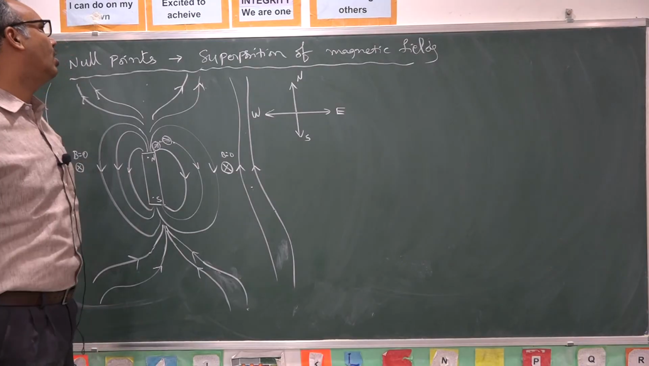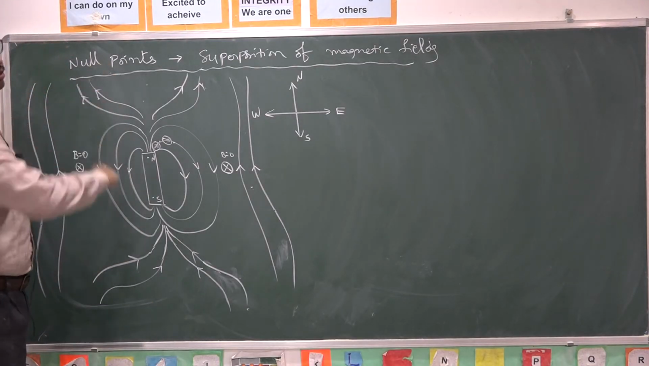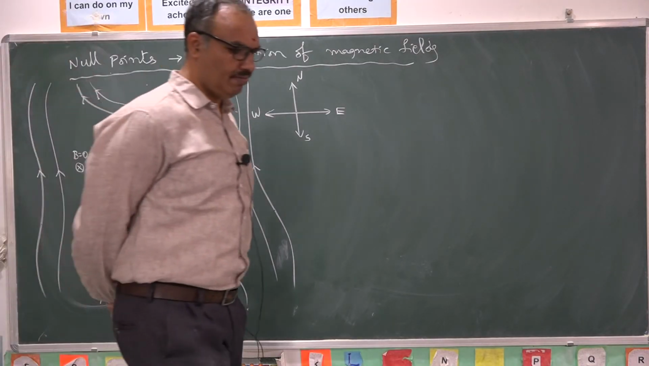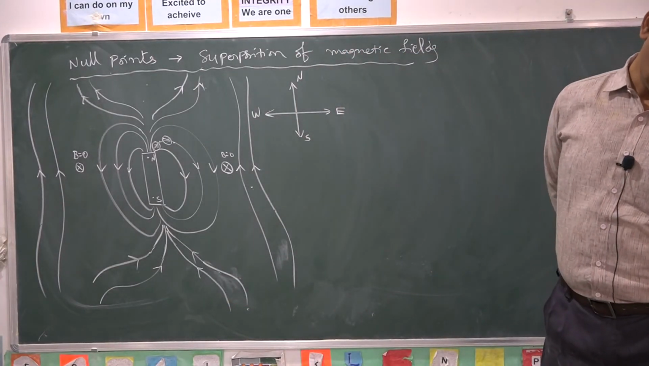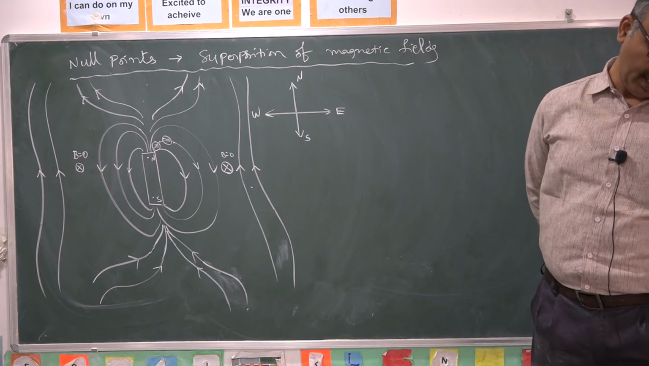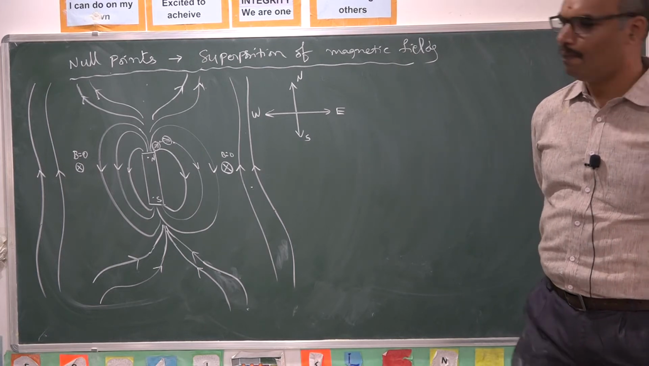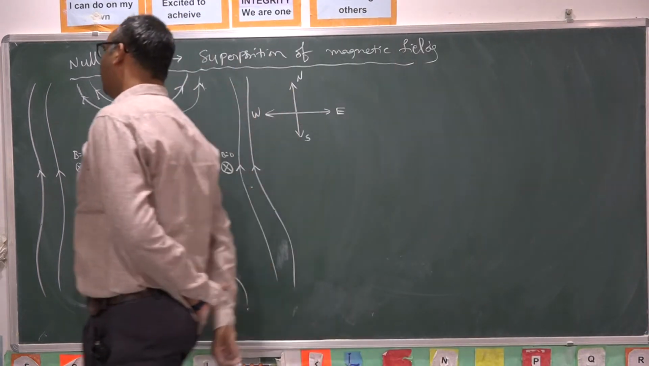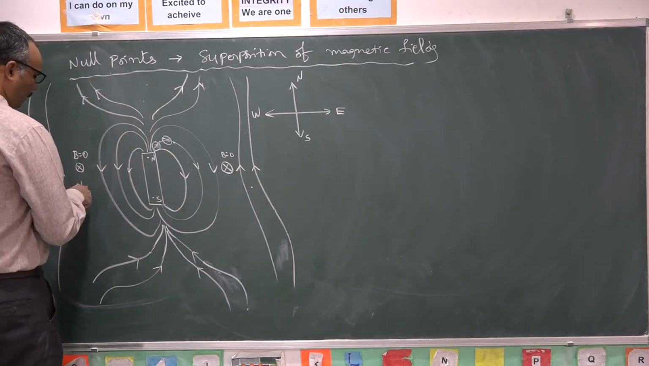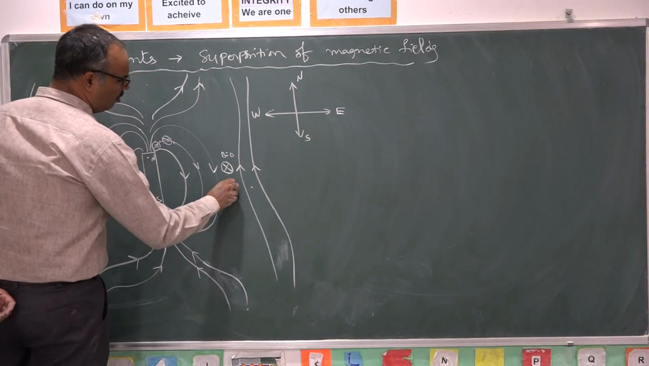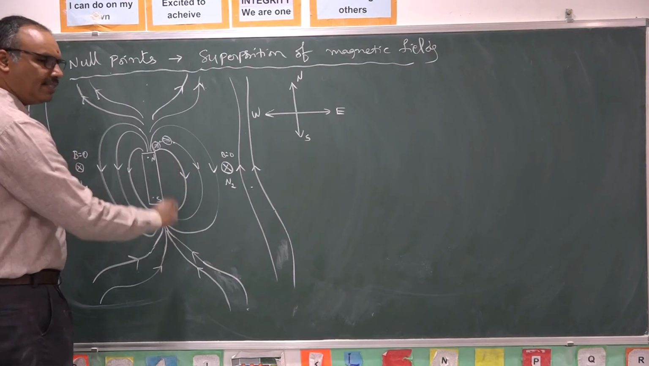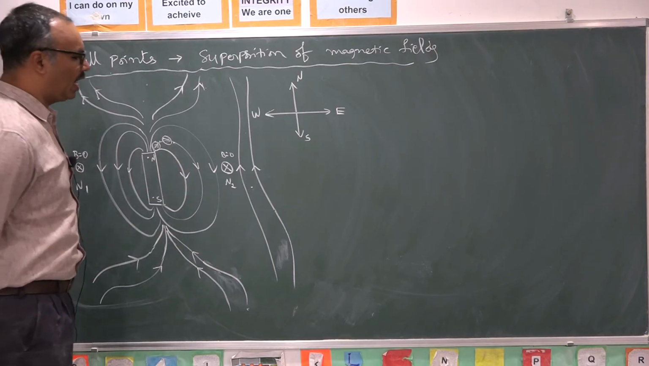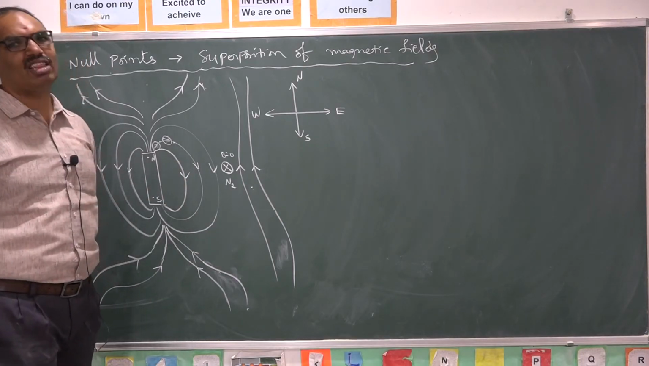Those points are called null points. Null point is a region where the net magnetic field is 0. So let me designate this null point as N1, this null point as N2. Here actually superimposition of two magnetic fields is happening. One is the magnetic field due to this short bar magnet, another one is the magnetic field due to the earth's magnet.